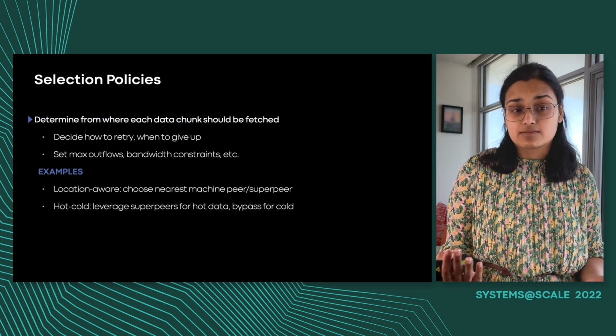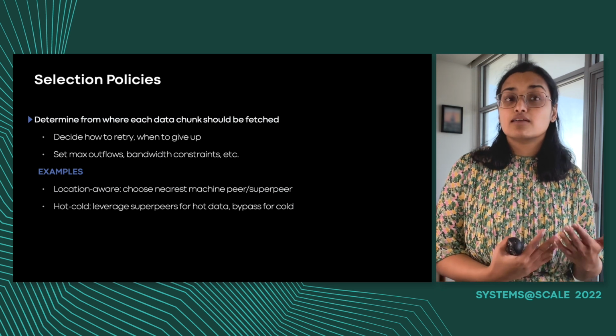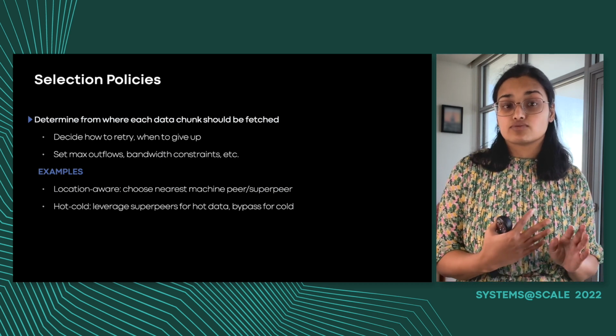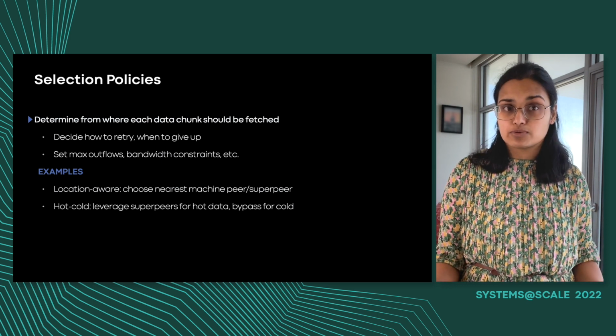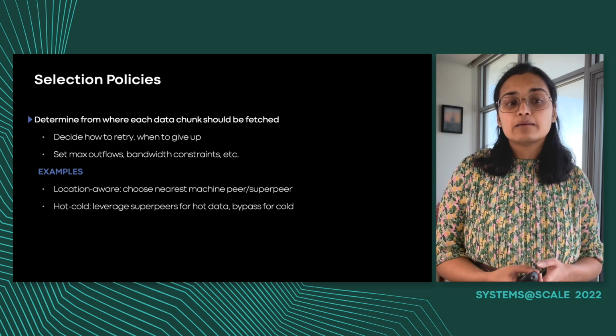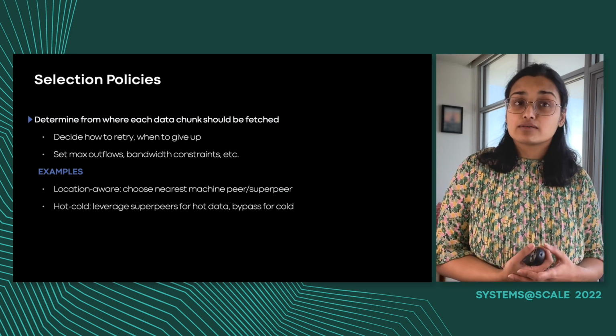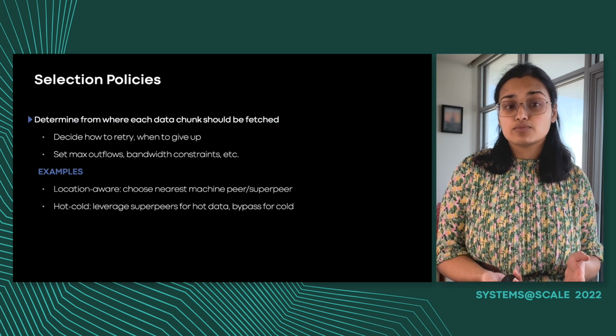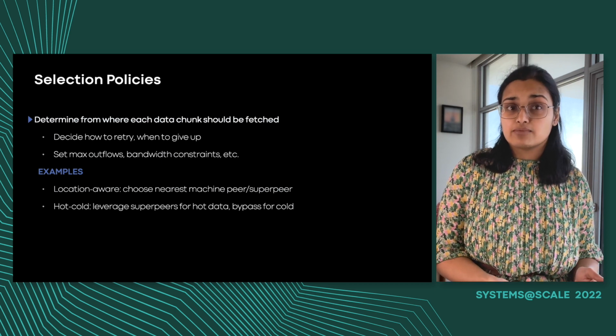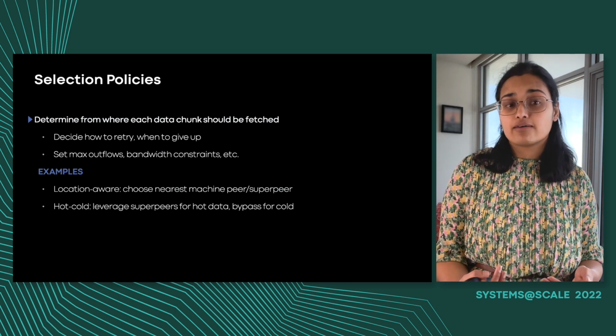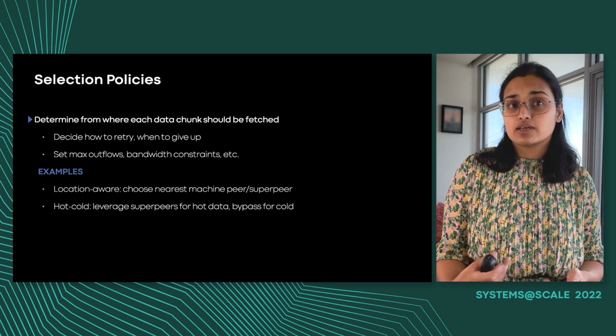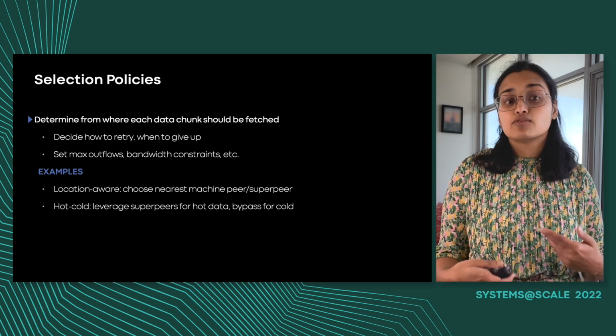Some examples of policies we have: our location-aware policy, which tries to choose the nearest machine, peer or super peer, to fetch any piece of content. The second one that we added was a hot and cold policy that allowed us to leverage super peers just for the hot data when we expected a lot of peers to have to fetch it, and bypass it for cold data, thus preserving the cache space for the hotter content.